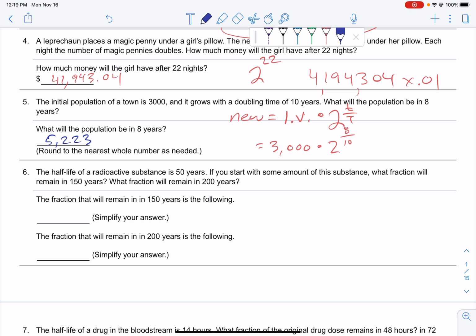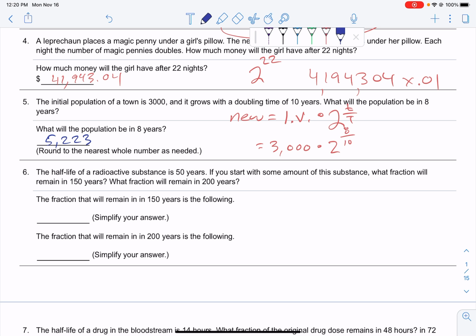5,223 people. The half-life of a radioactive substance is 50 years. So remember, half-life, instead of doubling, it decreases. It cuts in half. If you start with the same amount of this substance, what fraction will remain in 150 years? What fraction will remain in 200 years? If you start with the same amount of this substance, what fraction will remain?